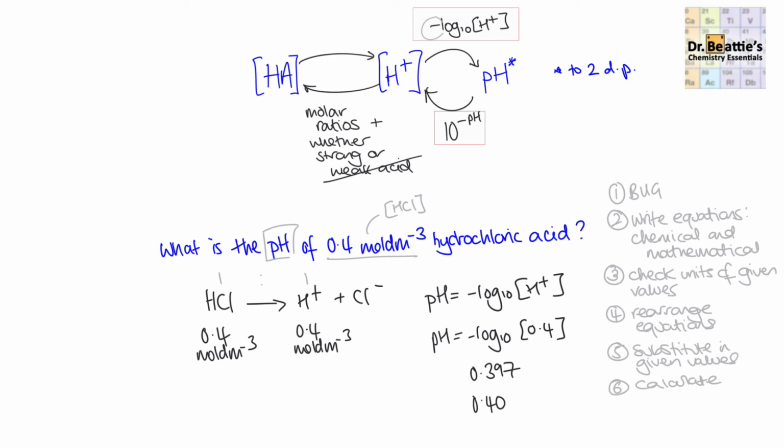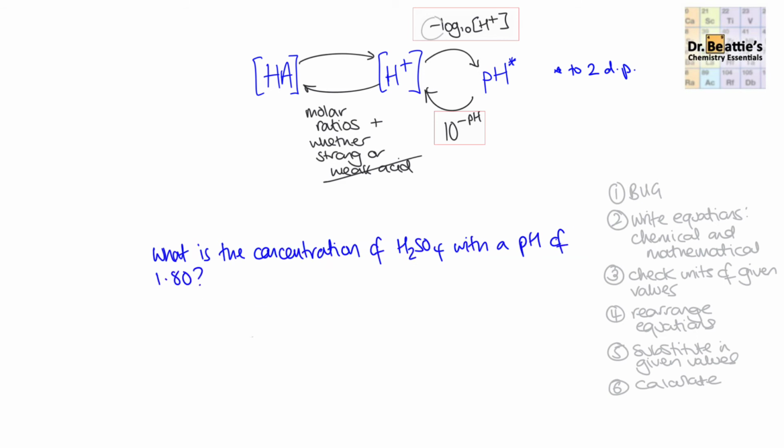Now let's look at another style of question you can get with strong acids. So looking at this question here, we're going to use the same 6-step approach. We're going to box what we're trying to work out, which is the concentration of H2SO4. Sometimes you'll need to annotate and then underline any given values. So we know that the pH is 1.80.